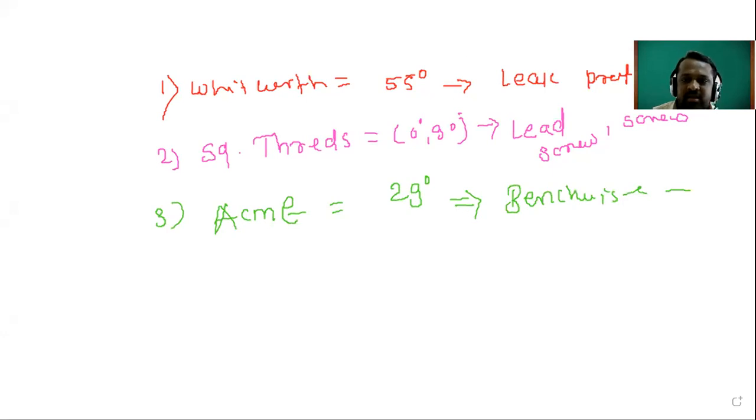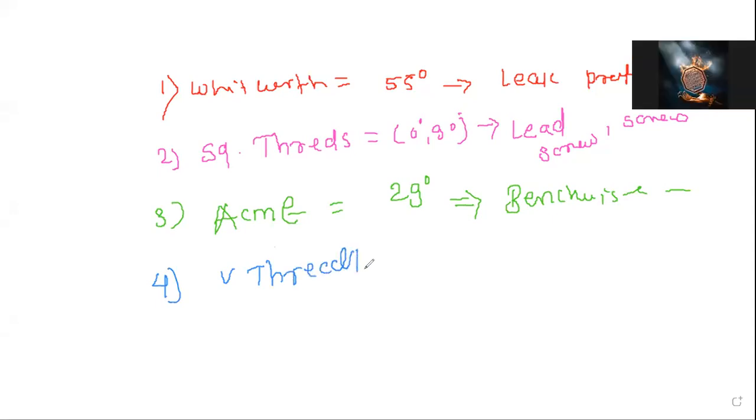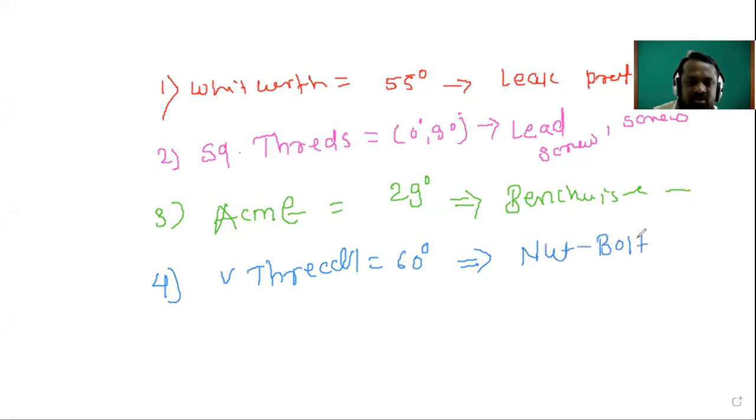Okay, then next is the V thread, the fourth thread. And what is the angle for that V thread? 60 degrees. Good. And then what is its application? Commonly used in nut and bolt. Good, nut and bolt.